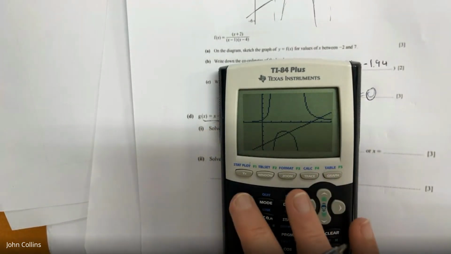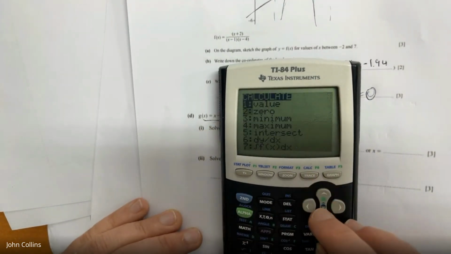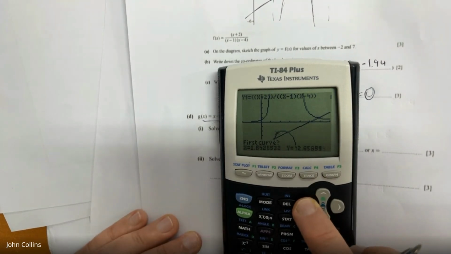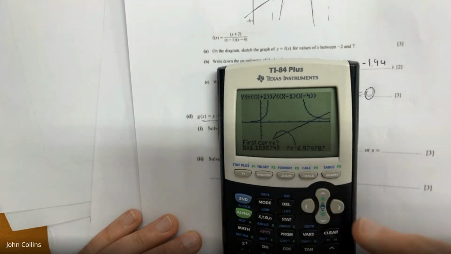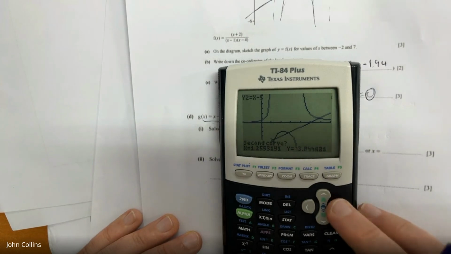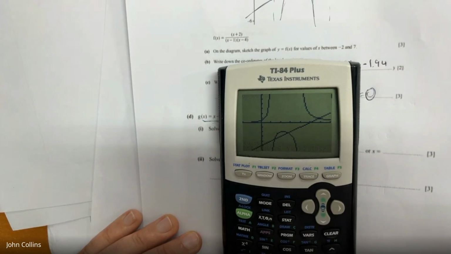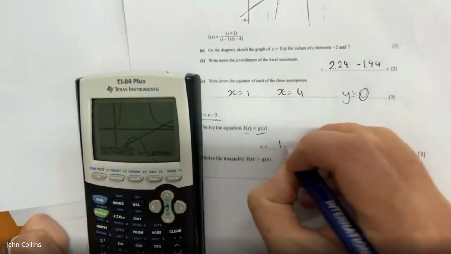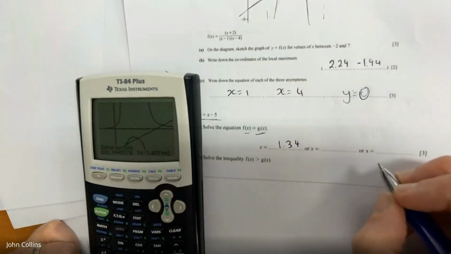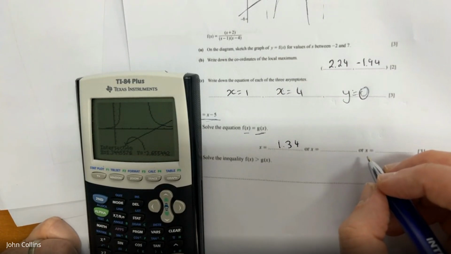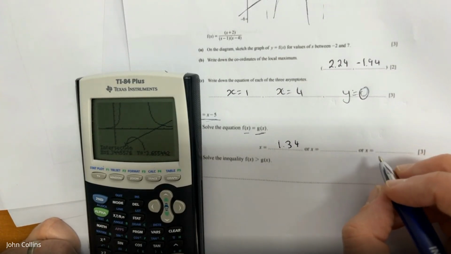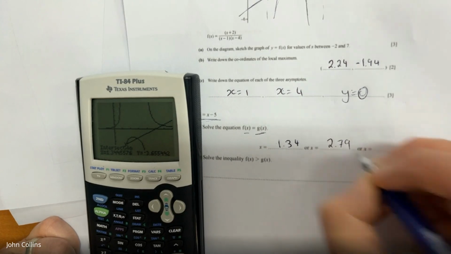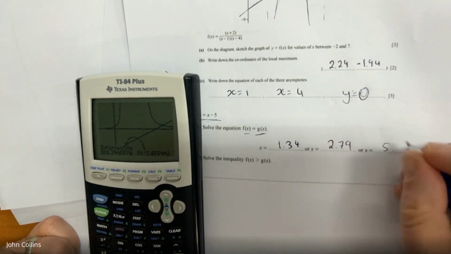Maybe I'll find one of them and someone can tell me the other ones because it's going to take me all day. Find the first one. Just go on the first curve, just looking for this one first. Press enter. Second curve, just do it around the other side of it. And the intersection is 1.34. Can someone tell me the other ones? What's the other two? 2.79 and 5.78 or something, isn't it?